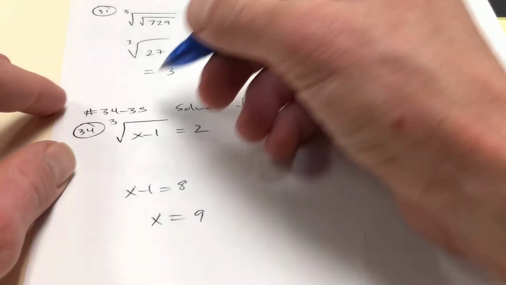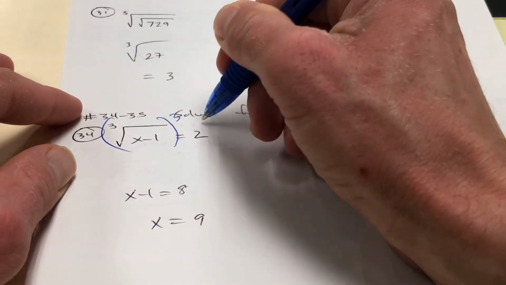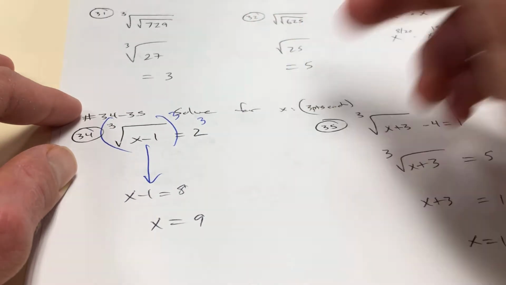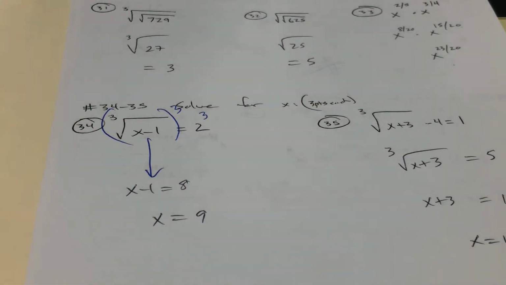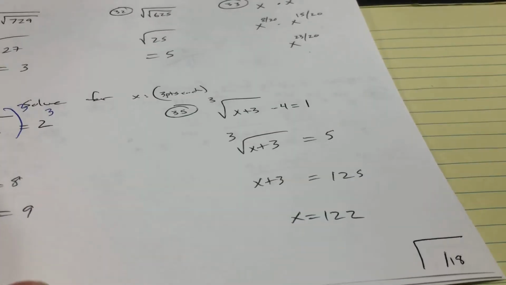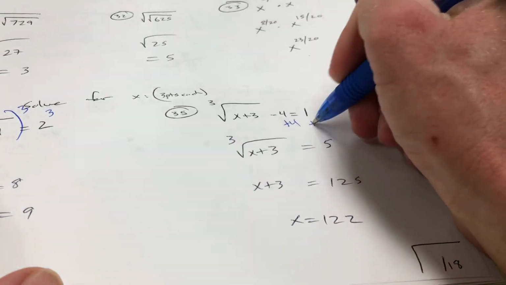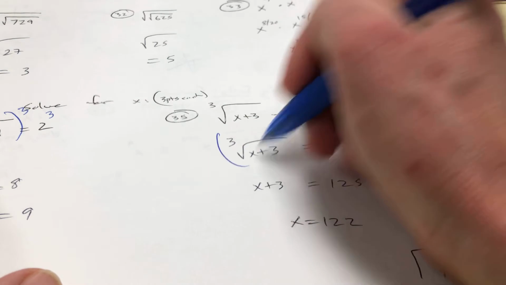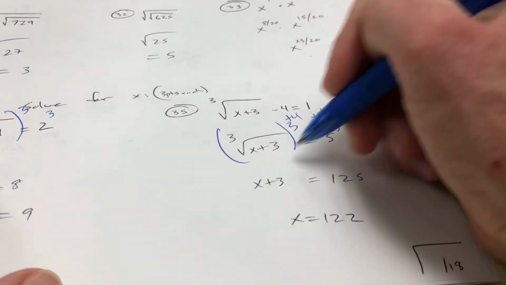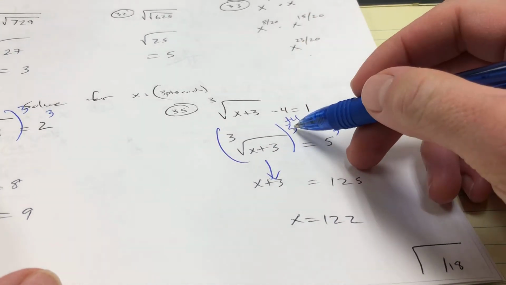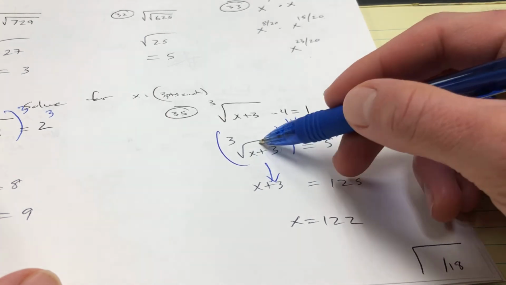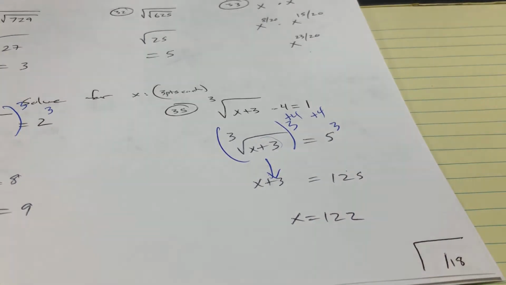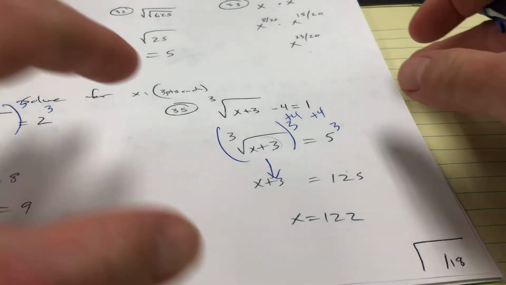I need to raise both sides to the 3rd power. Not multiply by 3, but raise it to the 3rd power. X minus 1 is 8. Add 1 to both sides. Very important that I add 4 to both sides first. I got to get that cubed root, square root, 4th root all by itself. Then I can cube both sides. When I cube a cubed root, x plus 3 just falls out. 5 to the 3rd is 125. X is 122.